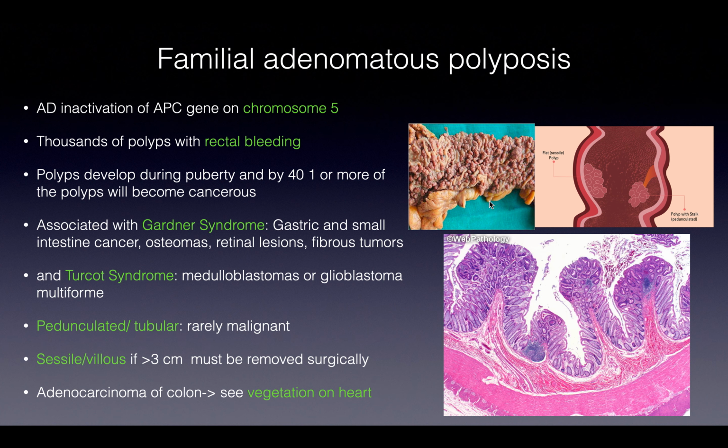medulloblastomas or glioblastoma multiforme. The pedunculated or tubular polyps are rarely malignant. We have to be careful of the sessile or villous ones because these can proliferate. So if they're greater than 3 centimeters, they have to be removed by surgery. If not, it can cause vegetation to spread and accumulate on the heart.